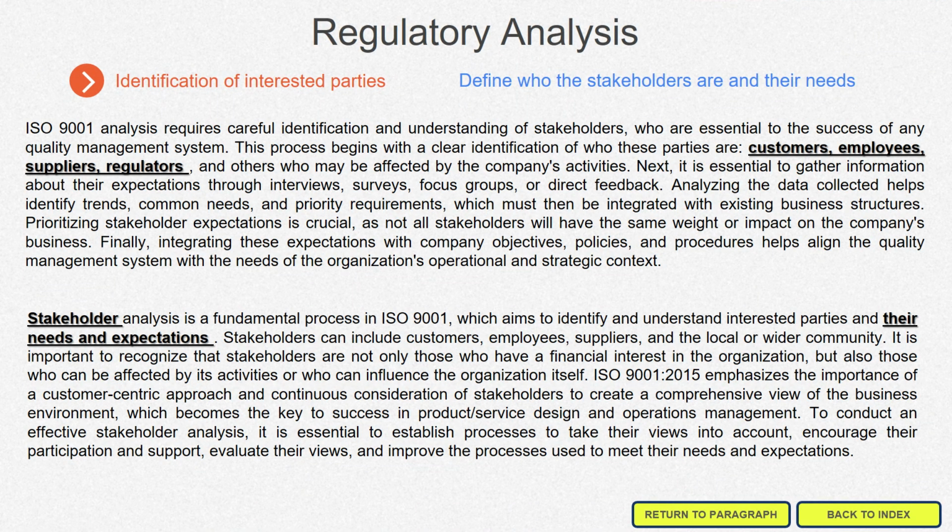Carefully identify stakeholders, including customers, employees, suppliers, and regulators. Gather and analyze their expectations to integrate them into business objectives and procedures. Stakeholder analysis is vital for a customer-centric approach and for considering all parties who can influence or be affected by the organization.